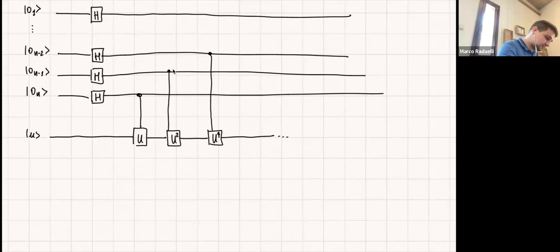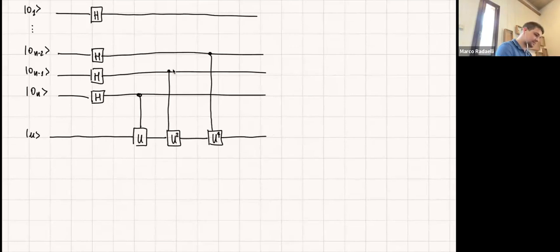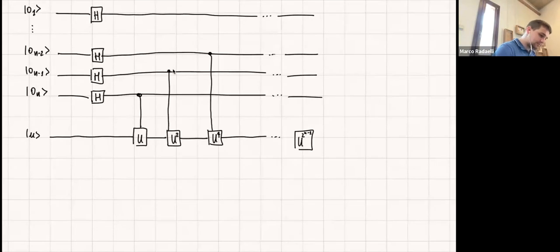Okay, and so on. Then we keep doing the same until the last one, which is the first qubit, and on the first we apply U to the 2 to the n minus 1, the controlled version.